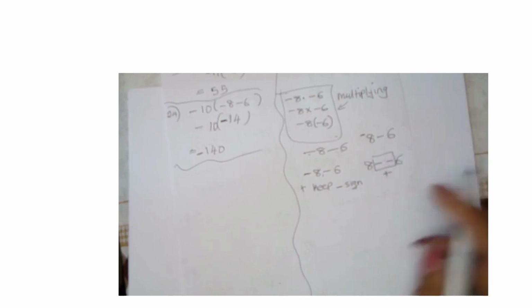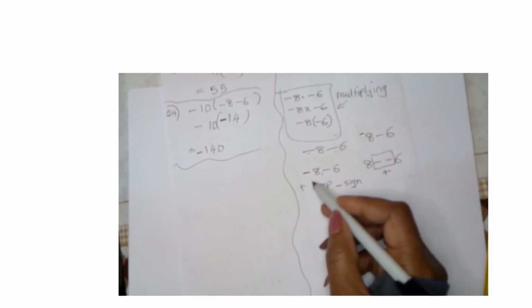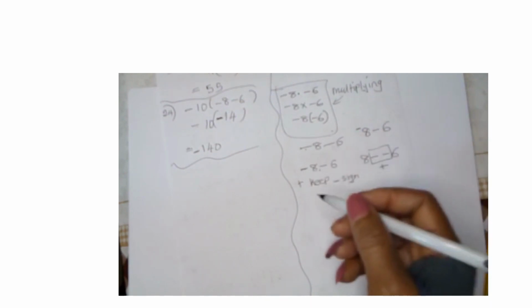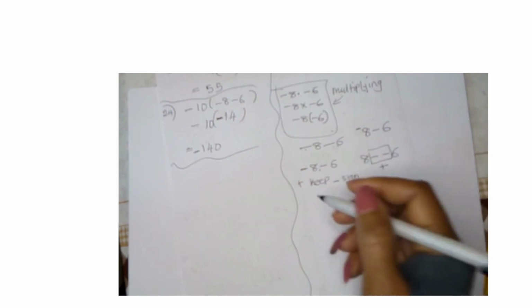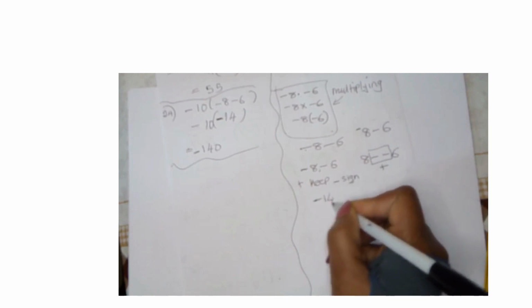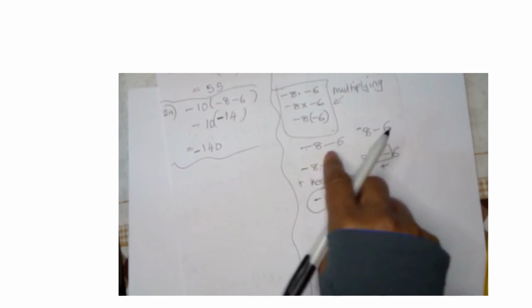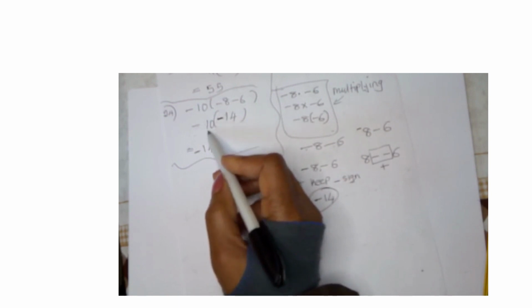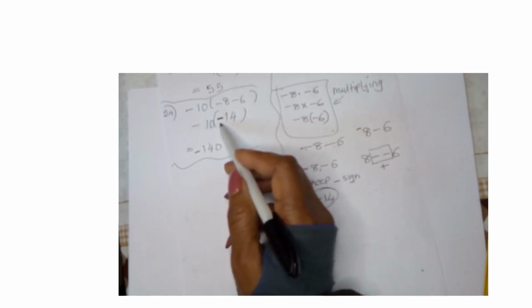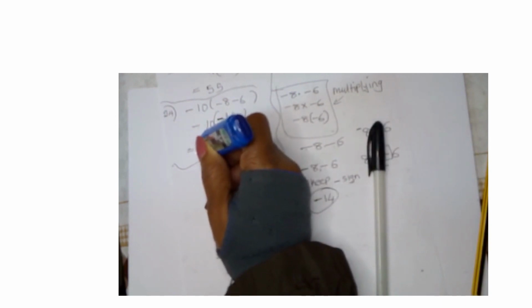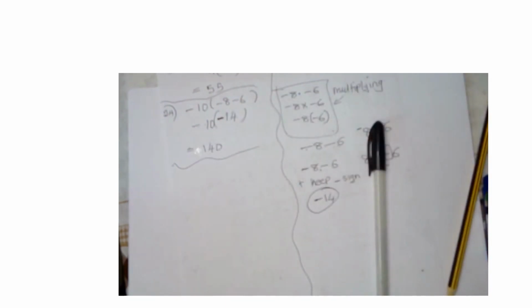So negative 8, negative 6, you add, it will give you 14, and you keep the negative sign. Always keep the negative sign when you see something like this. So that's how we got negative 14, and you bring down negative 10. Negative 10 multiplied by negative 14 is going to give you positive 140. So this is question number 24.